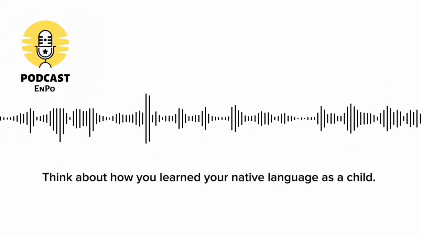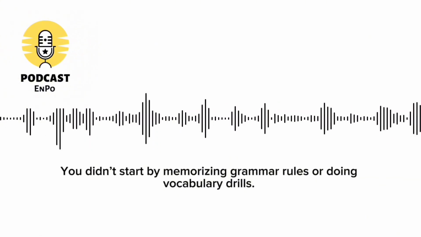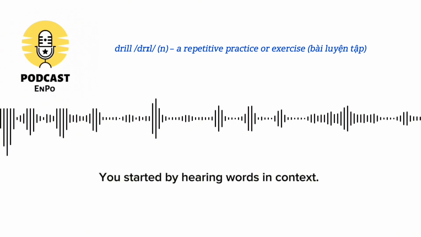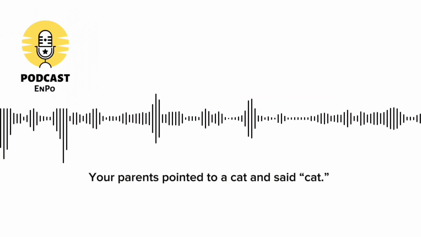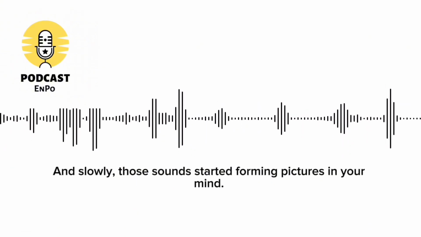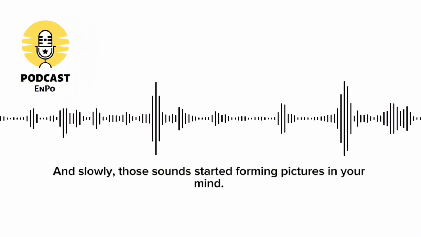Well, first, I want you to imagine this. Think about how you learned your native language as a child. You didn't start by memorizing grammar rules or doing vocabulary drills. You started by hearing words in context. Your parents pointed to a cat and said cat. They gave you a cup and said cup. And slowly, those sounds started forming pictures in your mind.